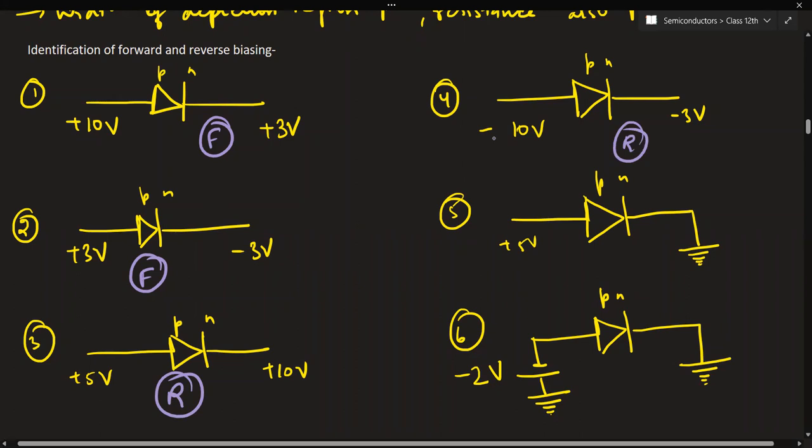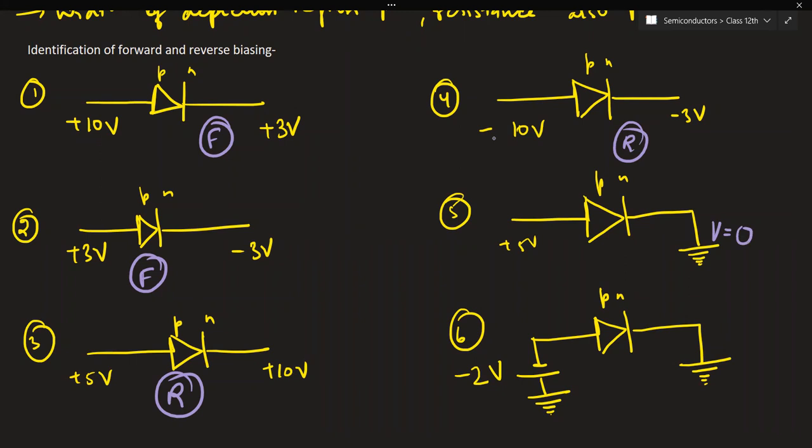Yes, reverse. For the fifth one, whenever you have the ground symbol, you know that the voltage is zero. So this is the lesser voltage, and this is plus 5, the higher voltage. The higher voltage is connected to the lesser one, so this becomes forward biasing. Here you have negative voltage and here you have zero voltage, so obviously zero will be greater. This makes it reverse biasing. Like this, you have to write it. Write it quickly.